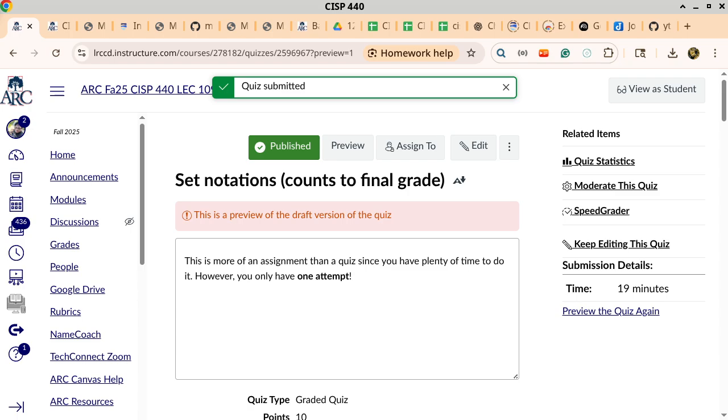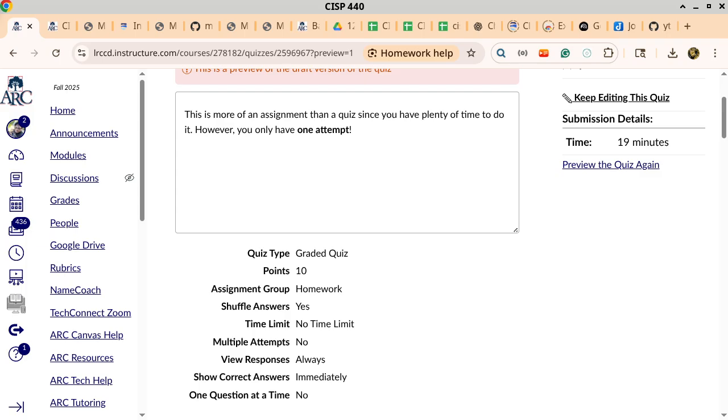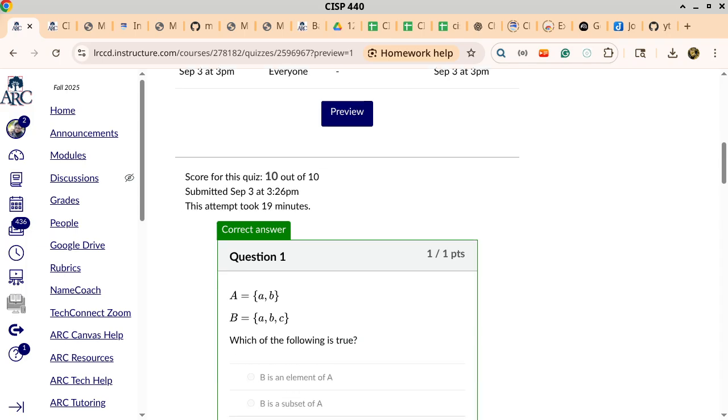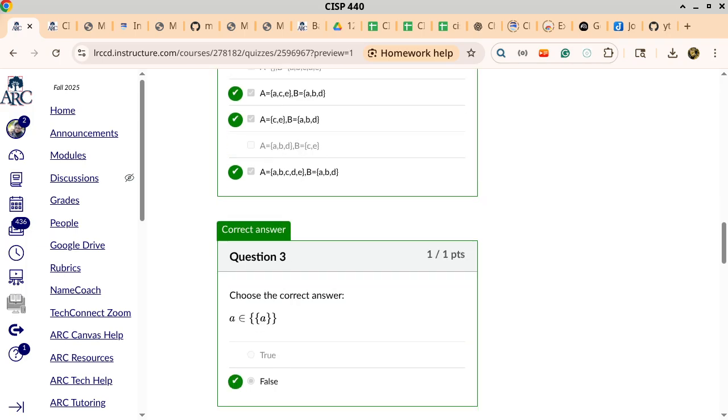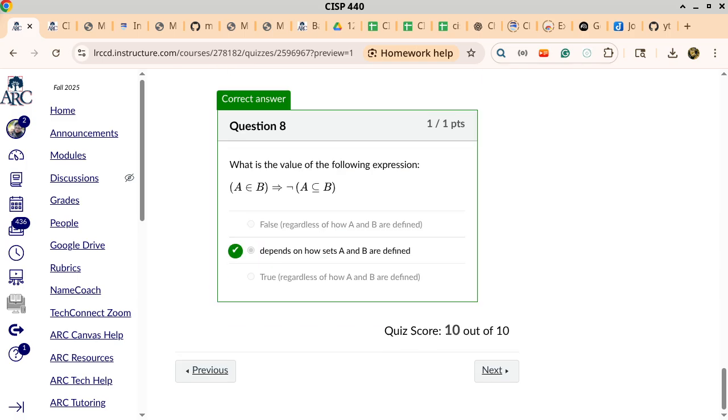And what is my score? There we go. 10 out of 10, I think. I think it's worth 10 points in total. So I think I got, well, we can just look at the color too. Yep, I think I got it. Cool.